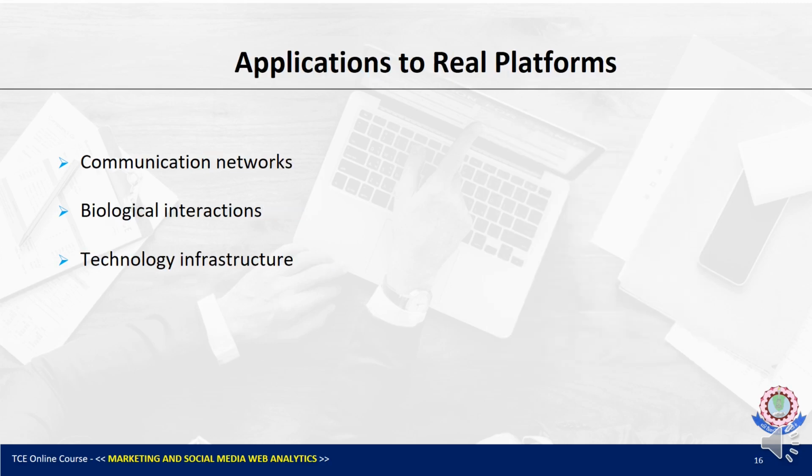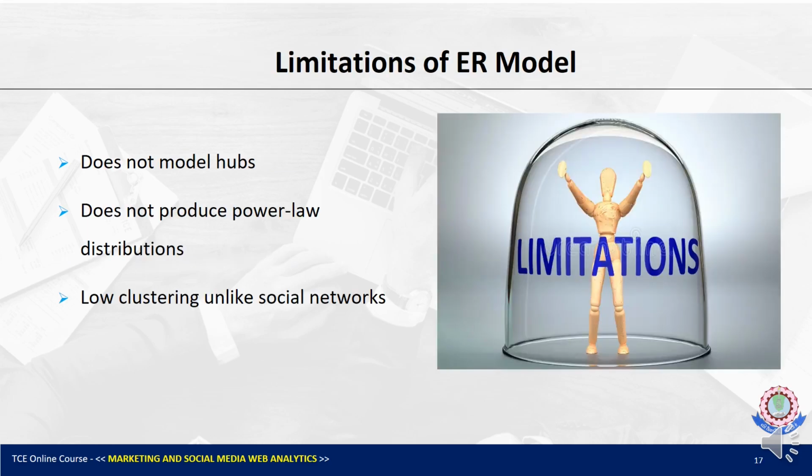So some real world applications. The ER model helps understanding communication networks, technological infrastructure, biological interactions, and many more. But still it has some limitations. The ER model lacks hubs, power law degree distribution, clustering and community structure, important features of real social networks.